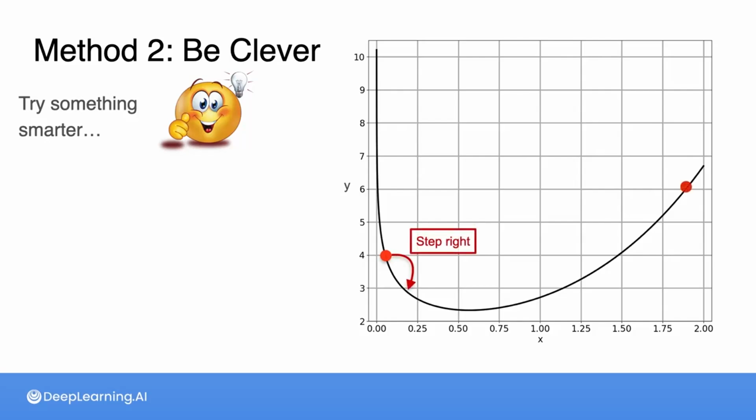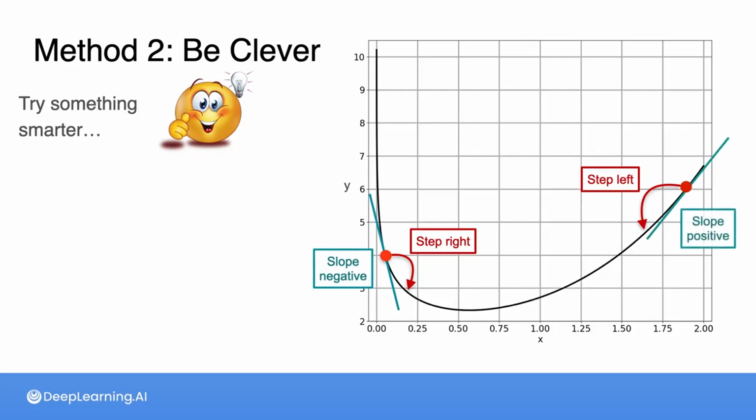What if the point is over here? Well, you would tell it to step to the left. Now, is there any information on the function that could help you make this decision quickly? Well, let's look at the derivative. Over here, the slope is negative and you're moving to the right. And over here, the slope is positive and you're moving to the left. So that's the information you need.